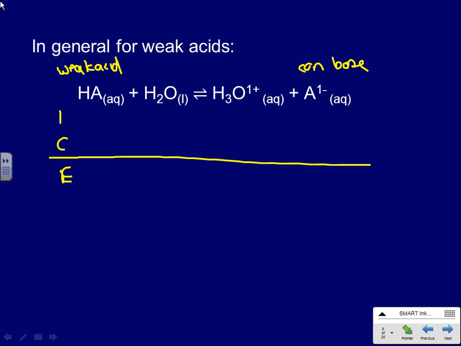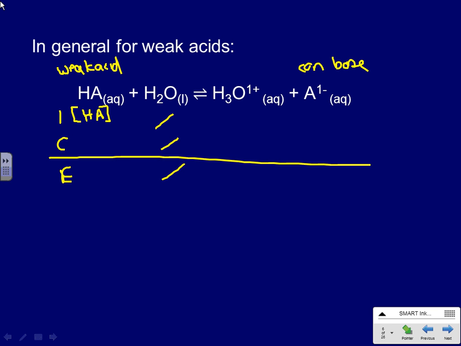Now, in this particular ice table, the weak acid is reacting with liquid water, and water is a liquid, and therefore it doesn't come into play. Now, if I'm doing this in a general sense, I'm going to have a certain concentration of the acid, a certain molarity of the acid that I'm going to start with. Because I'm doing this in a general sense, I'm going to call this square brackets HA, in other words, the concentration of the acid that I'm starting with.